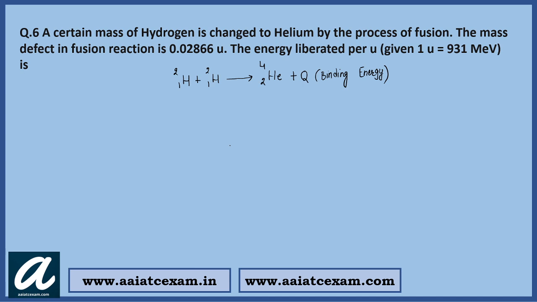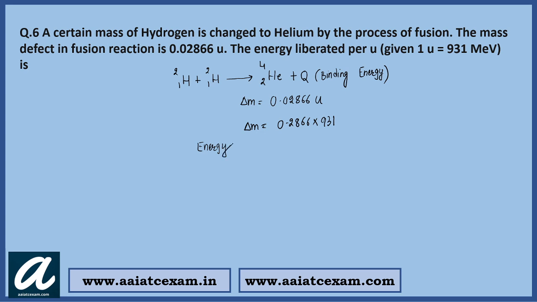Now the mass defect in the fusion reaction is, so students, it is given that the mass defect delta m is given as 0.02866 u. Students, here u is 931 mega electron volts. So can I say that delta m should be equal to 0.02866 into 931 mega electron volt? So that's your answer. Now students, what is the energy liberated?